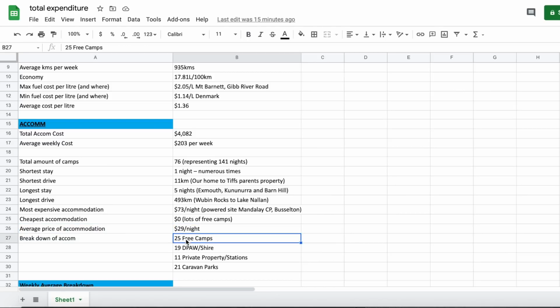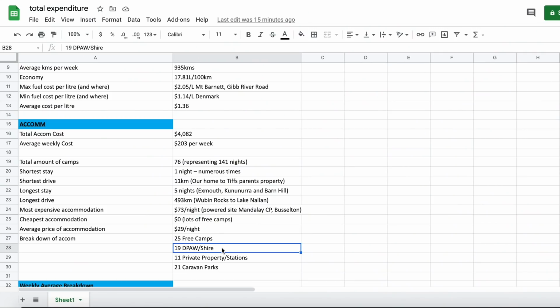I've broken down where we stayed most of the time. We had 76 days in total. We had 25 free camps. That was our highest number, which surprised both of us. We thought we didn't do a lot of free camping, but we did. The free camps were often those one nights on the way to somewhere, weren't they? Yeah, I think so.